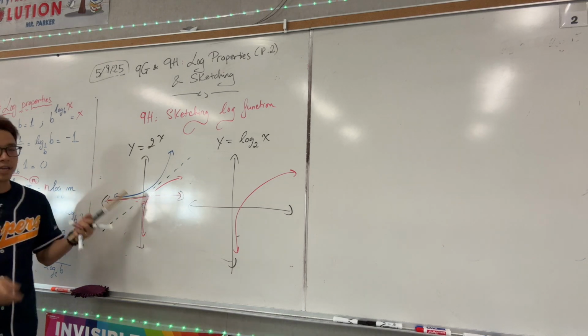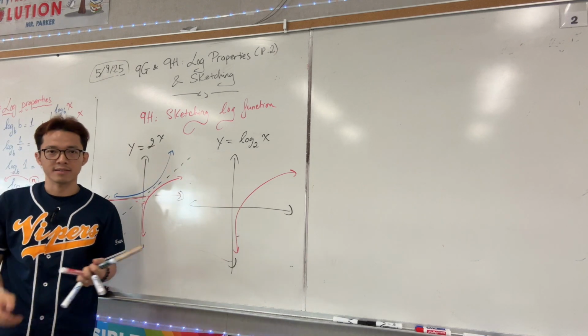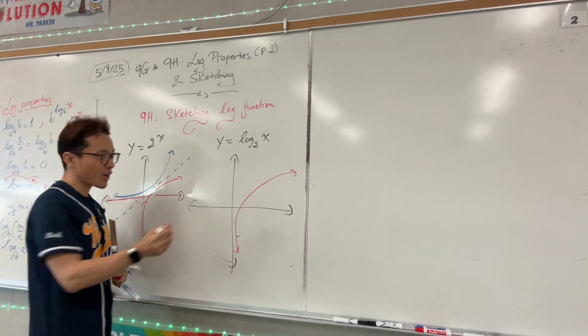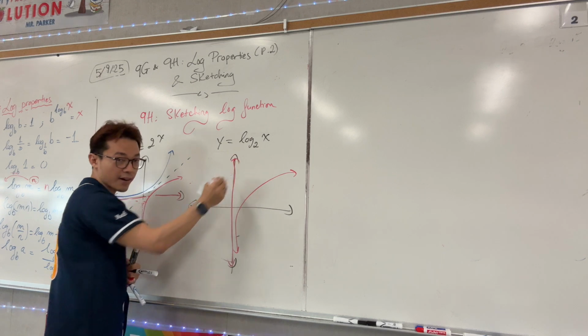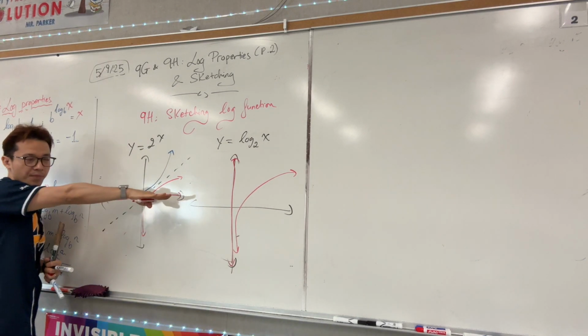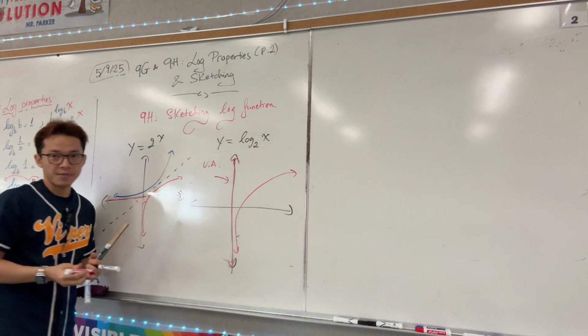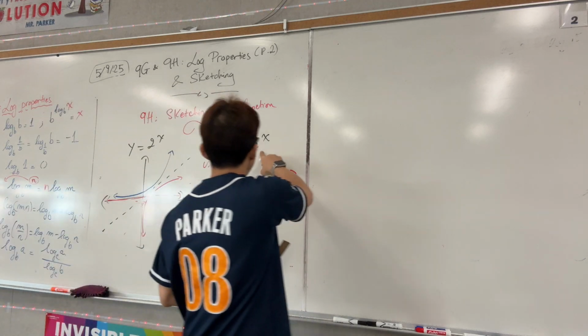So, on the exponential, we have the HA. So what do you think we have on the log? VA. What is the VA? Vertical asymptote. So this is right here. Because they're inverse, right? You have a horizontal line, and now you inverse, you have a vertical line. So this is going to be the VA, the vertical line. Okay, let's learn how to graph this.